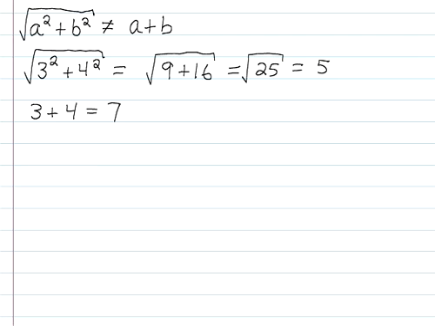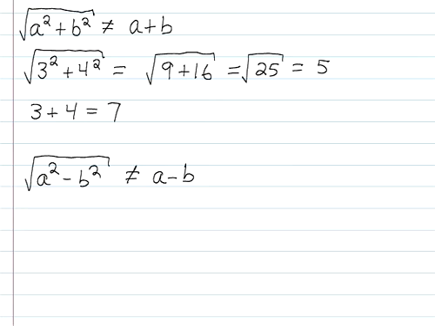Now, if you had the same thing with subtraction instead of addition, so if we had a squared minus b squared, square root of all that, the same thing is true. You might think that that's equal to a minus b, that the square and the square roots will cancel, but they don't. And you can verify that by trying some numbers, so I'll put a line through that.